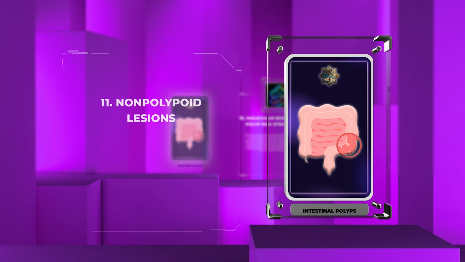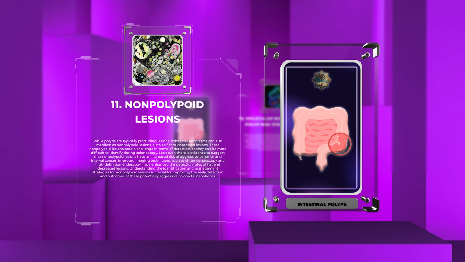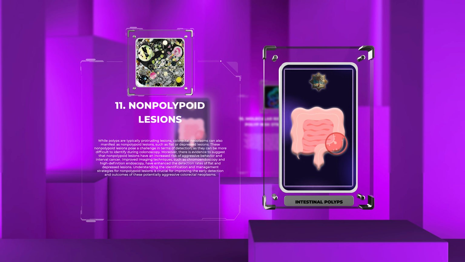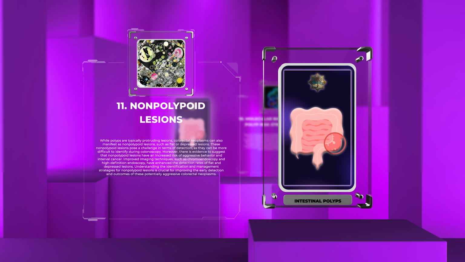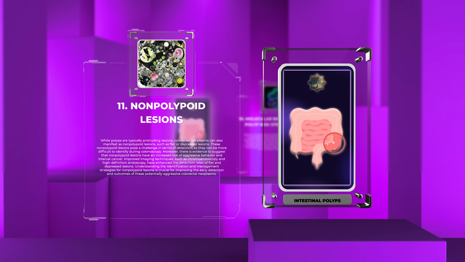While polyps are typically protruding lesions, colorectal neoplasms can also manifest as nonpolypoid lesions, such as flat or depressed lesions. These nonpolypoid lesions pose a challenge in terms of detection, as they can be more difficult to identify during colonoscopy. Moreover, there is evidence to suggest that nonpolypoid lesions have an increased risk of aggressive behavior and interval cancer.